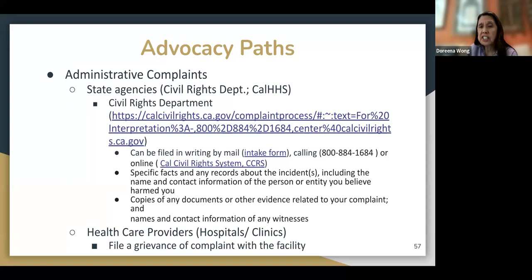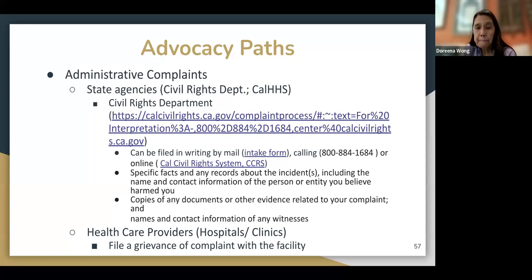And similarly, each agency like CalHHS, probably in each of its departments and offices, also has a complaint process internally that you can try to look up to file the complaint. So depending on which agency or office it is, you can file a complaint with that specific agency. And then also, in terms of healthcare providers, most hospitals and clinics have a grievance procedure as well, or complaint process. Of course, you can complain and ask for your language assistant and interpreter or translated materials. And if they don't, then you can go ahead and file an actual complaint with the facility.